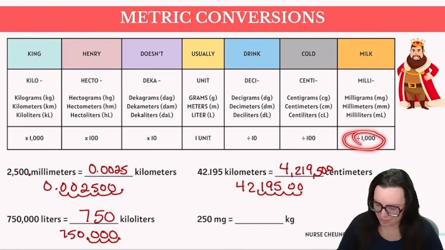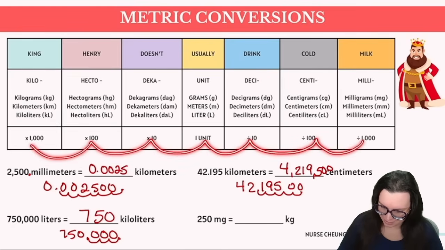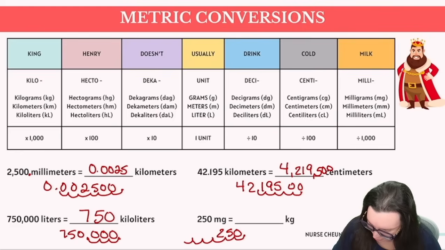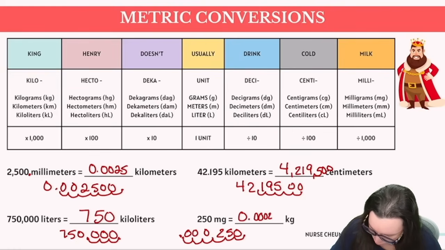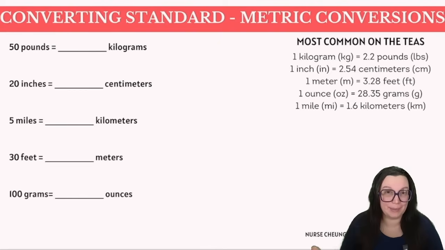Now for our last example, we're going back the other way. So we're going from milligrams to kilograms. So we're going to move our decimal 1, 2, 3, 4, 5, 6. So writing out our number 250 milligrams, we're going to the left 1, 2, 3, 4, 5, 6. We're going to add our zeros that we didn't have before, and that is going to give us our correct answer of 0.00025 kilograms.